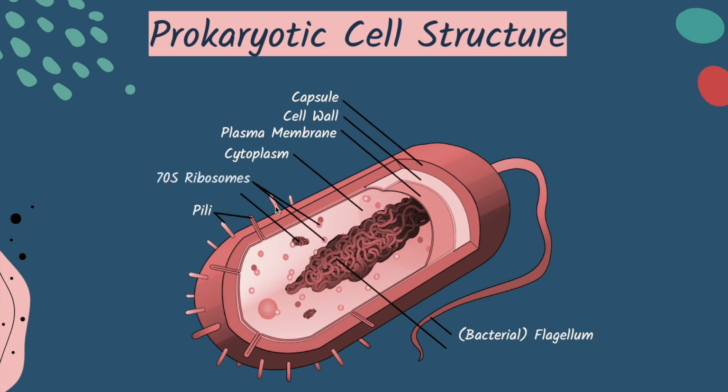There are 70S ribosomes, which are the sites of protein synthesis. Most importantly, there's the nucleoid region, which includes naked DNA, that is DNA not associated with proteins known as histones. It controls all the activities of the cell, as well as taking care of the reproduction of the organism. And lastly, there are plasmids, which are small circles of DNA that carry a few genes. Often these genes give the cell antibiotic resistance and are used in creating genetically modified bacteria.